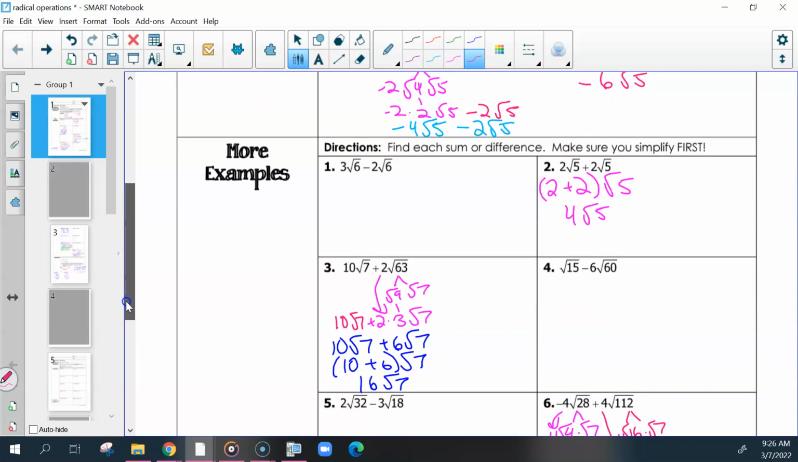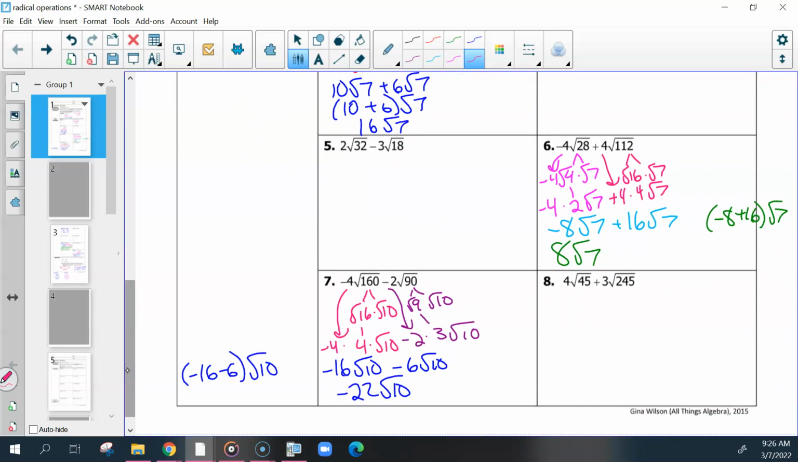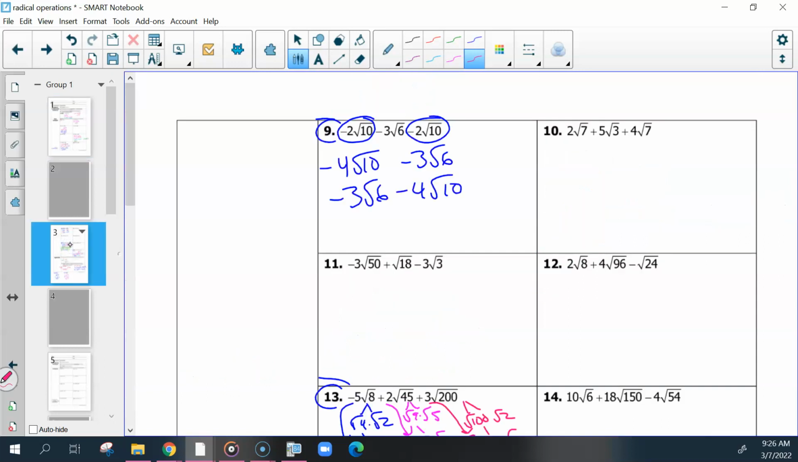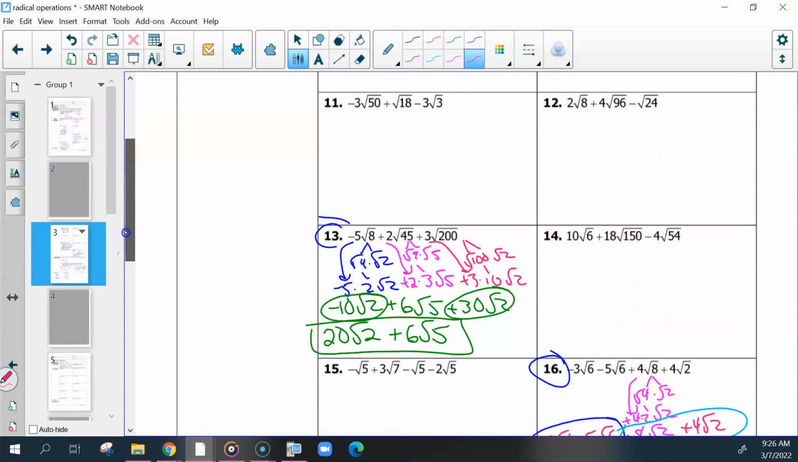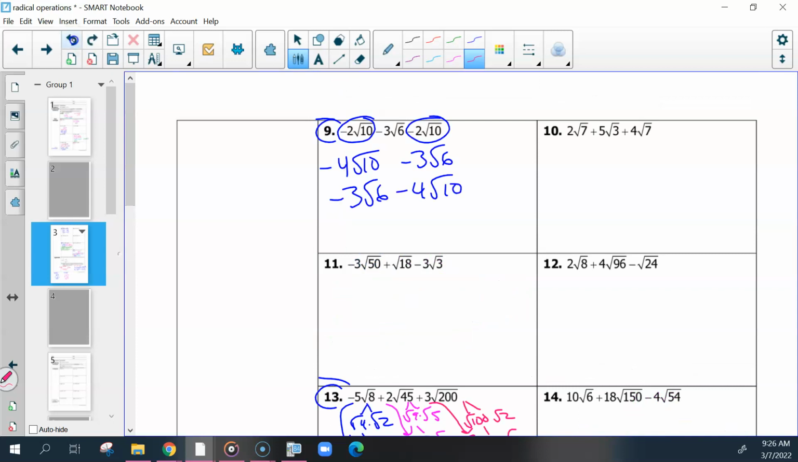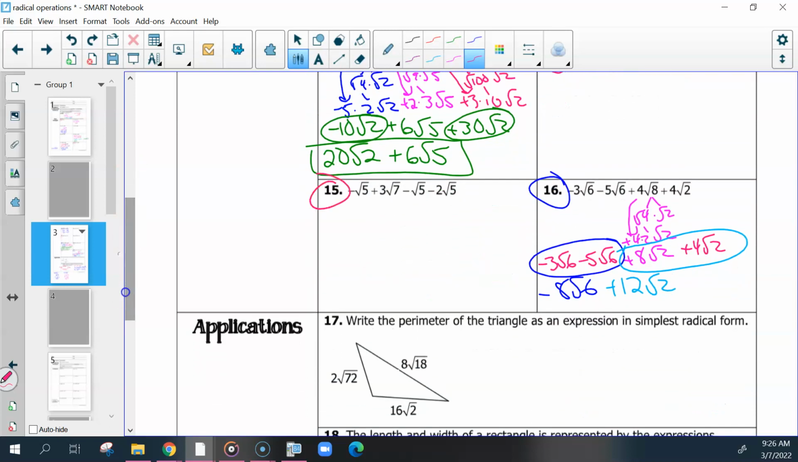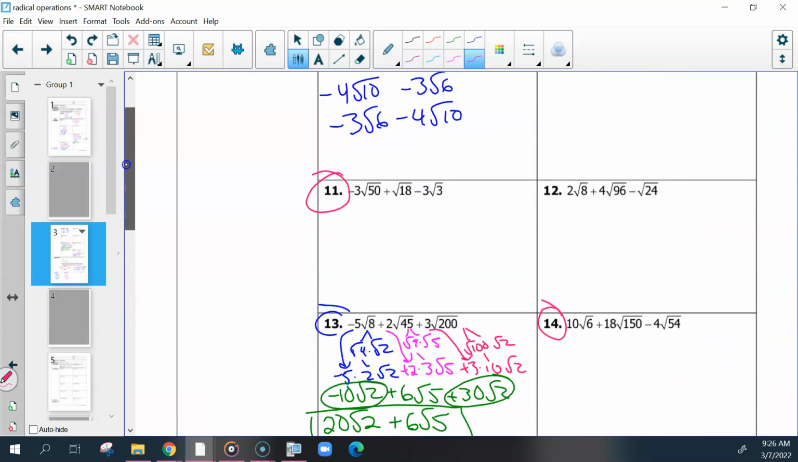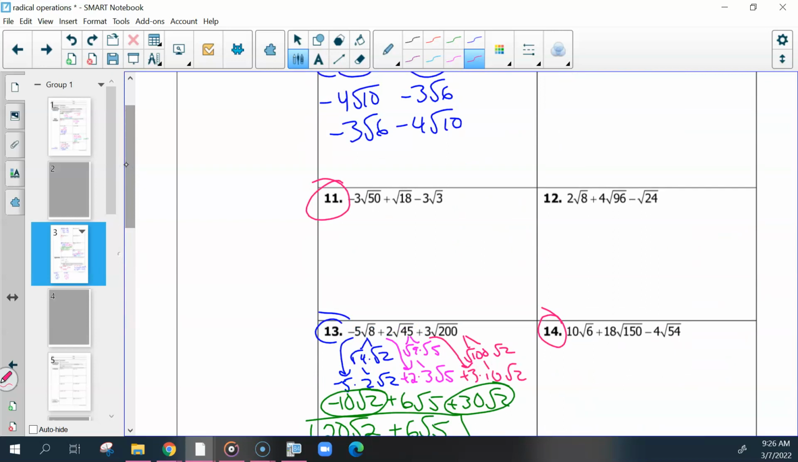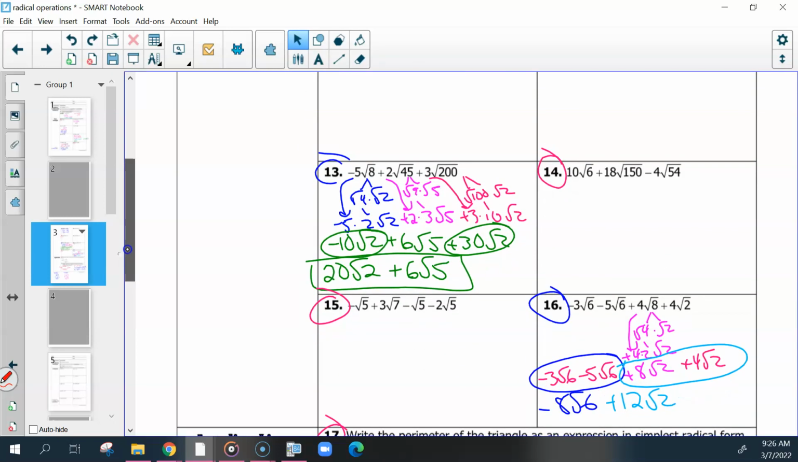So let's say 1, 8, 11, 14, 15, and 17. 3, 4, 5, 6. 1, 8, 11, 14, 15, and 17.